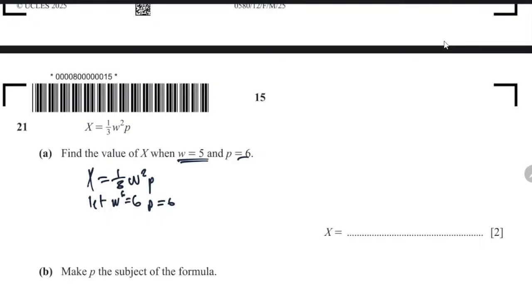Can you see? So here you'd now say W is 5, P is 6. You'd say X is equal to 1/3 5 squared by 2, which is 1/3 by 5, by 5 by P, which is 6. You get 5 squared, that's 25. You understand?